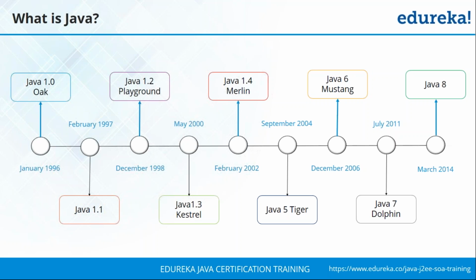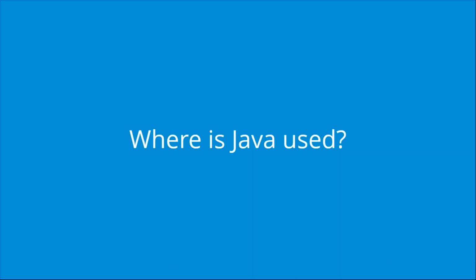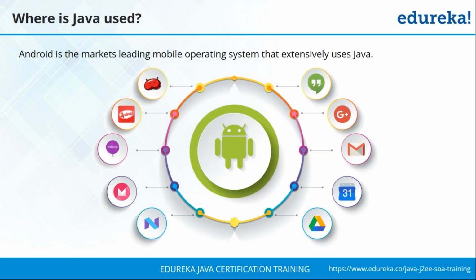So what we're going to do now is address the biggest question that all of you may have, that is, where is Java being used? To help you understand this, I'm going to discuss one of the most popular domains, as well as one of the key factors which led to high demand of Java developers, and that domain is the Android domain.